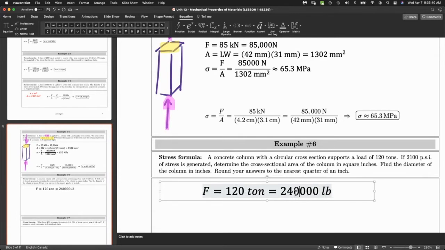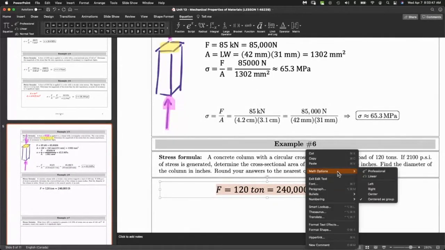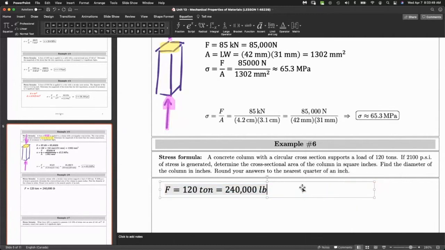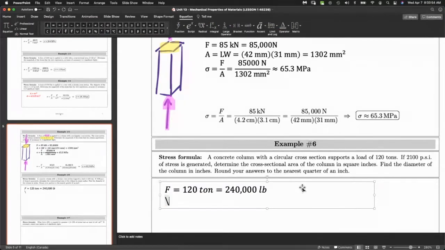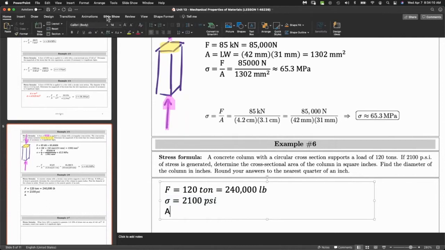Can someone confirm? That's not really a confirmation there. It's pretty easy. Sorry. And then it says that the stress is 2,100 psi. So the question is to find what here? We want the diameter and the cross-sectional area. So the first part is to find the cross-sectional area.